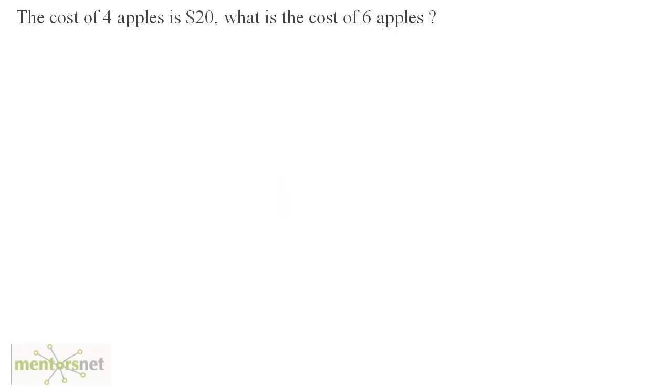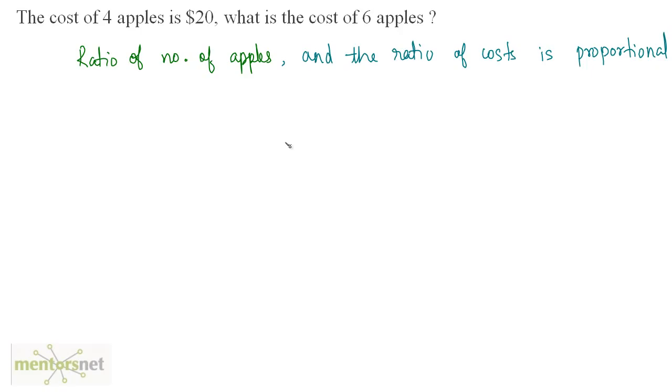Let us solve one more problem. The cost of 4 apples is $20. What is the cost of 6 apples? Now this might seem tricky, but it's not. There are only two things given in this question. One is the number of apples, another is the cost. And I can say that the ratio of the number of apples is proportionate to the ratio of the costs. So we have the number of apples as 4 and another number of apples that is 6. So 4 by 6, which is the ratio of the number of apples, is proportionate to the ratio of the cost.